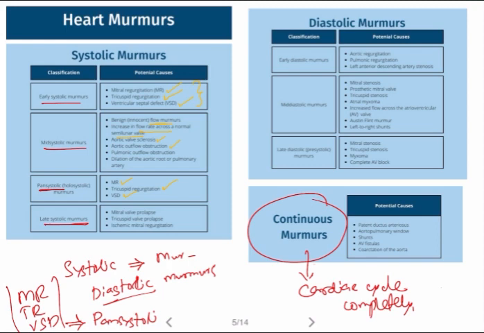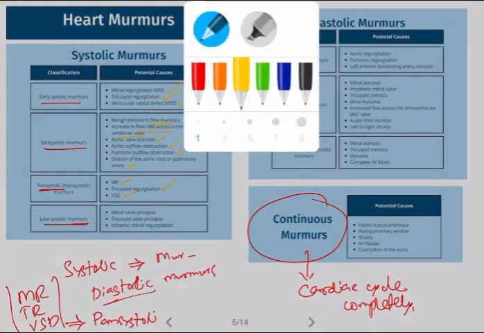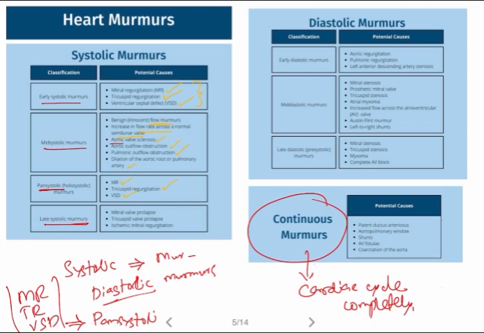Aortic outflow obstruction can cause a mid-systolic murmur, and pulmonic outflow obstruction can again cause a mid-systolic murmur, as can dilatation of the aortic root or pulmonary artery. If you focus, these all involve the aortic and pulmonary valves, which are outflow valves. So during systole, the blood passes through these.